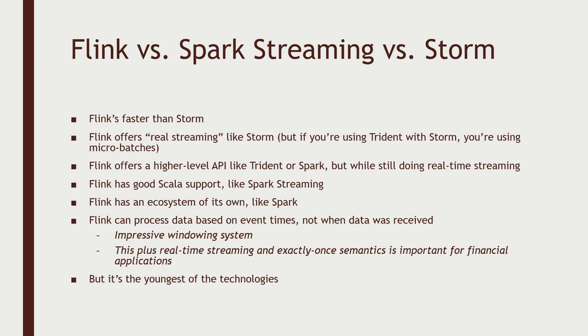Like I said, Flink offers real streaming on an event-by-event basis, kind of like Storm does if you're using the Core Storm API. But keep in mind, too, I didn't mention this before, but if you're actually using that higher-level Trident API with Storm, you're actually using micro-batches, just like you would be in Spark Streaming with D-Streams. But, you know, as things converge, if you do use the Core Storm API, that's also doing streaming on an event-by-event basis, and Spark Streaming is also moving in that direction with the new Structured Streaming API that they're currently developing.